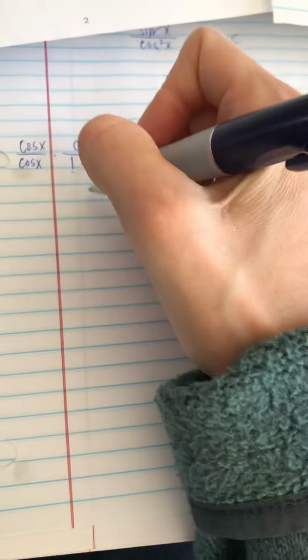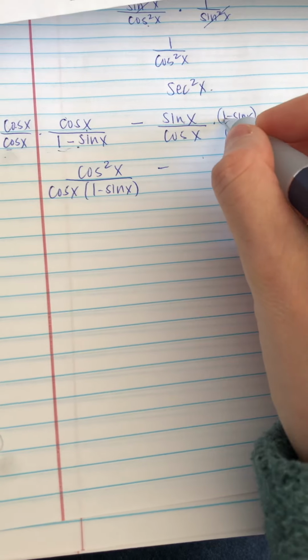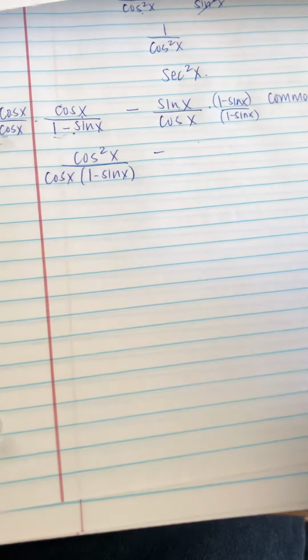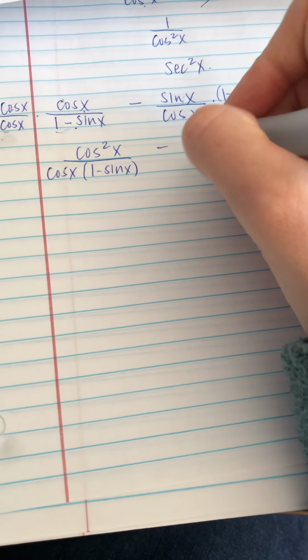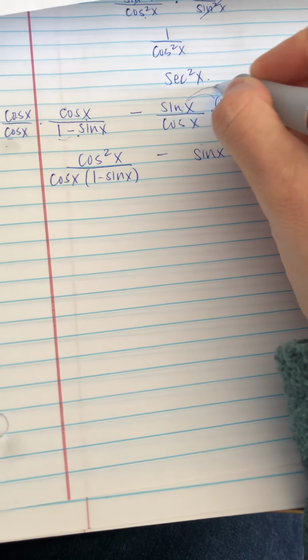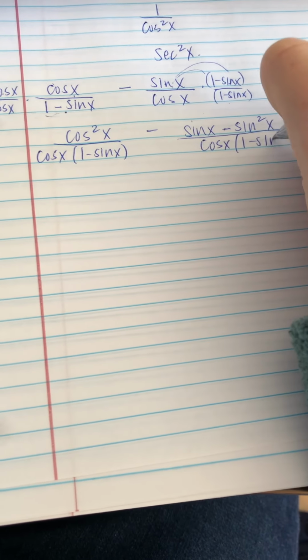Okay, so here we go. Let's multiply it. Cosine times cosine gives me cosine squared x. And I'm not going to FOIL out this denominator. I'm going to leave it cosine x times 1 minus sine of x. This second piece will be sine of x times 1 and sine of x times negative sine of x. So I'm going to leave this negative here. But I get sine of x times 1, I'm distributing. And then I get sine of x times negative sine of x. So minus sine squared x, all over cosine x times 1 minus sine of x.